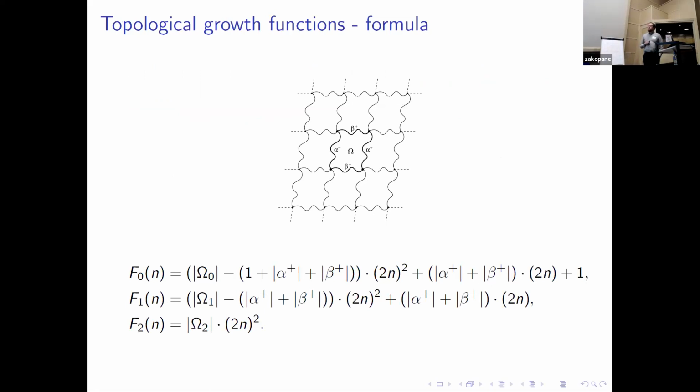And we can use this division of a boundary to give formulas for topological growth functions. In these formulas, the absolute values of omega 0, omega 1, omega 2 mean the number of 0, 1, and 2 dimensional cells inside omega. The absolute values of alpha plus and beta plus mean the number of one-dimensional cells, in other words, edges, in these fragments, alpha plus and beta plus.